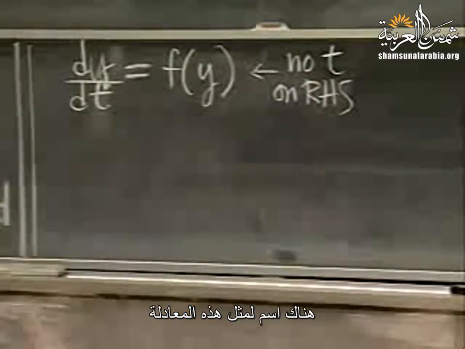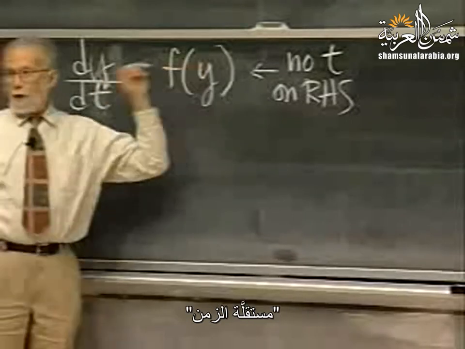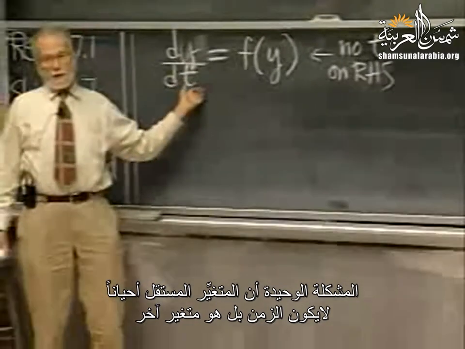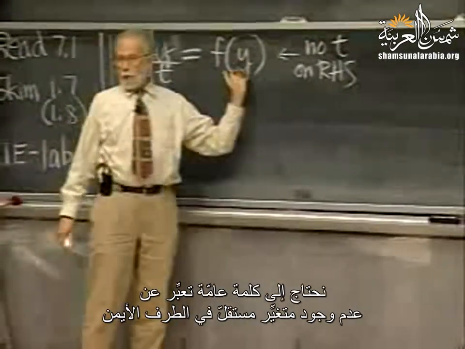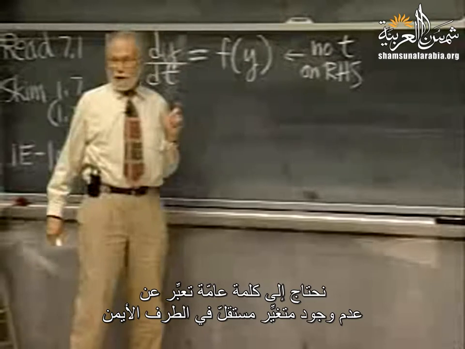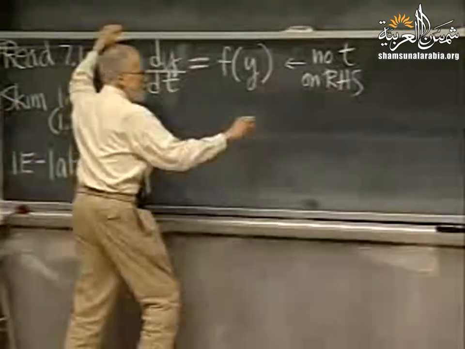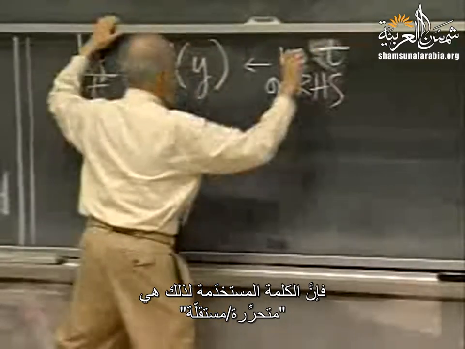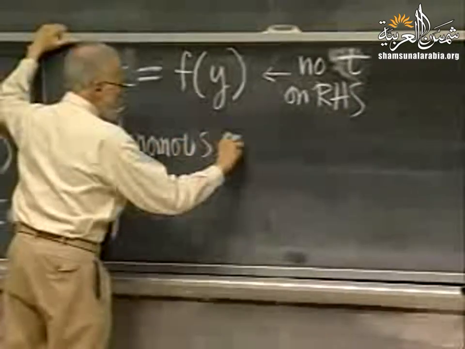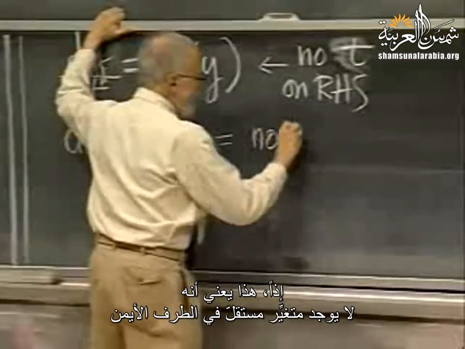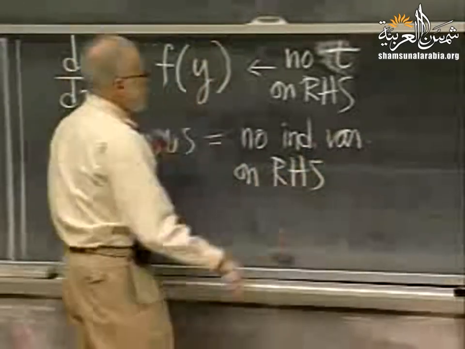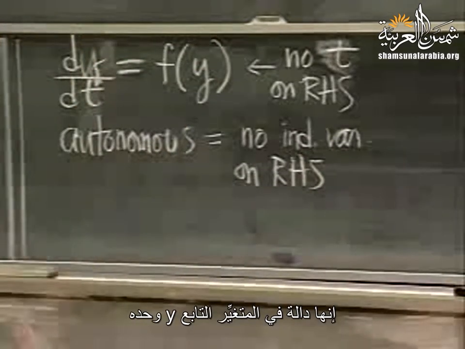There's a name for such an equation. Now, some people call it time independent. The only problem with that is that sometimes the independent variable isn't time, it's something else. We need a generic word for there being no independent variable on the right-hand side. So the word that's used for that is autonomous. So that means no independent variable on the right-hand side. It's a function of y alone, the dependent variable.